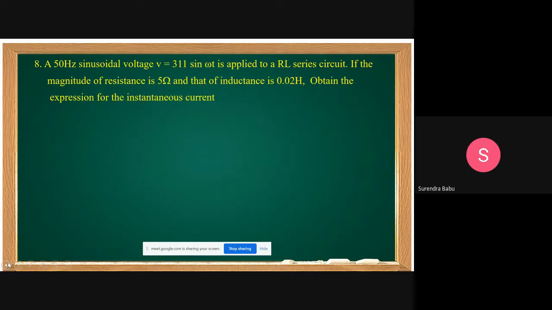Yes. One more question. A 50 Hz sinusoidal voltage V equal to 311 sin omega t is applied to an RL series circuit. If the magnitude of the resistance is 5 ohms and that of the inductance is 0.02 henry, obtain the expression for the instantaneous current. Come on, students, do this one. How to find the expression for the instantaneous current?